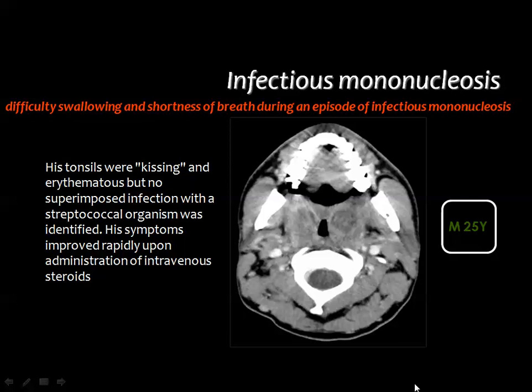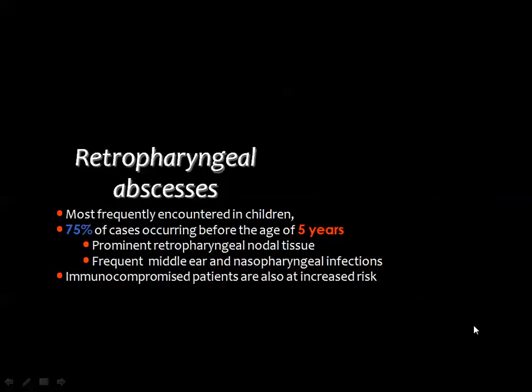In patients with infectious mononucleosis, one of the stigmata of this disease is the presence of significant enlargement of the tonsils, which are inflamed and in contact or may touch across the midline, leading to the kissing tonsil appearance.